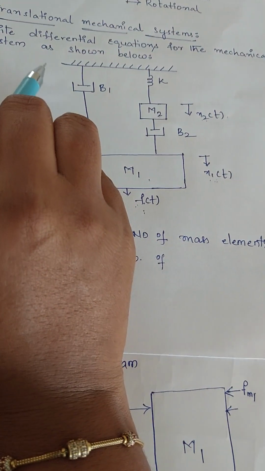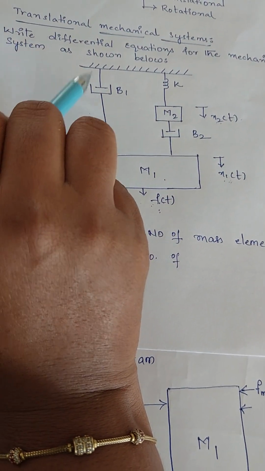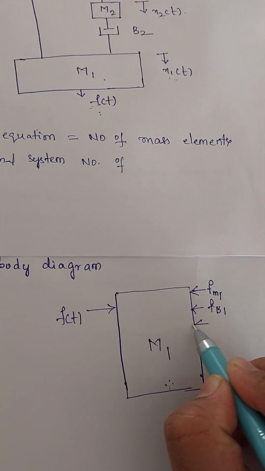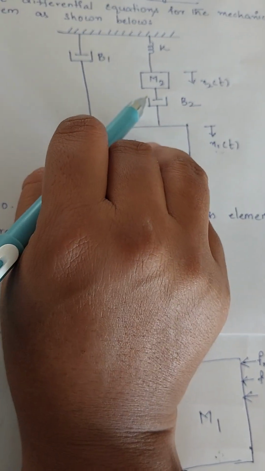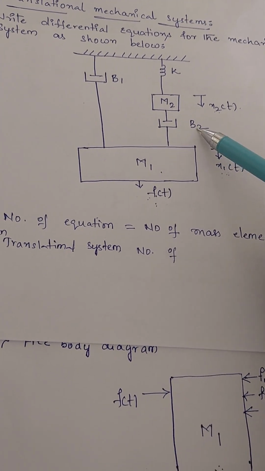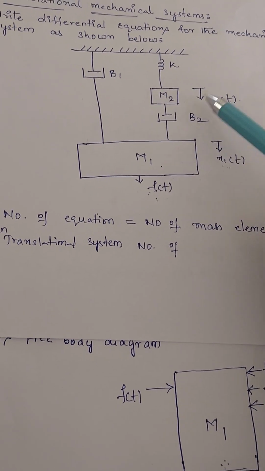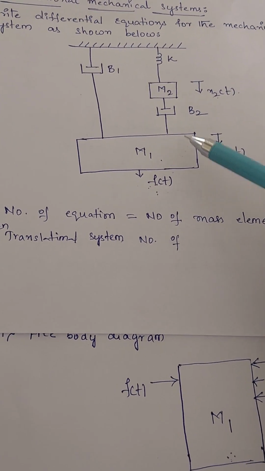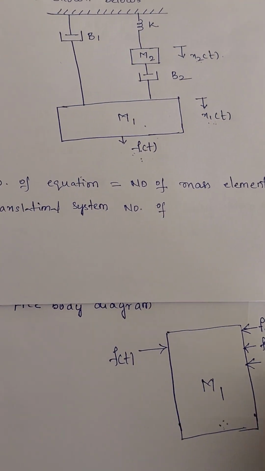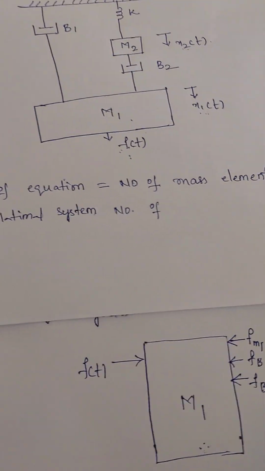Coming to the next force, see here the dashpot B1 which is connected between the mass and the rigid body directly. So we have to take that Fb1. Then we have to check whether any element is connected between two mass elements. The B2 dashpot is connected between two mass elements m1 and m2. In this situation, the force which occurs is represented with Fb2, and we will see when we write the force balance equation.